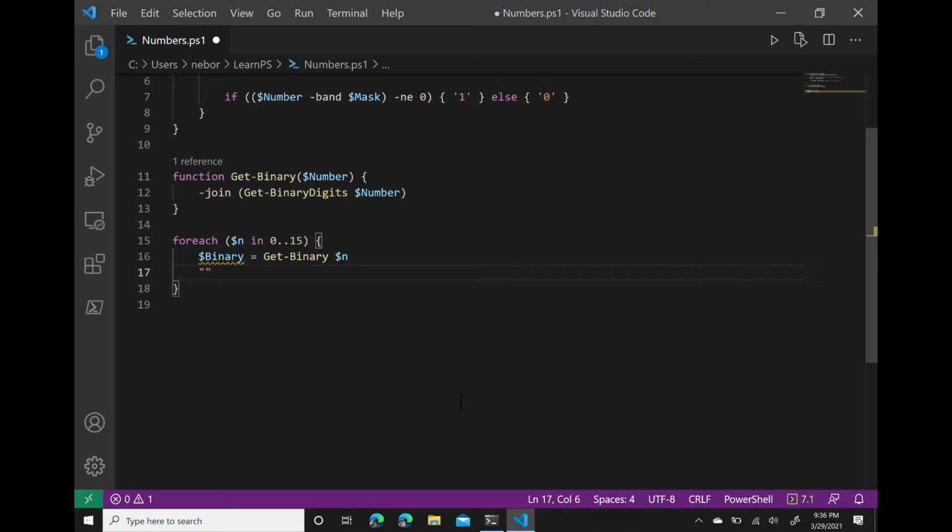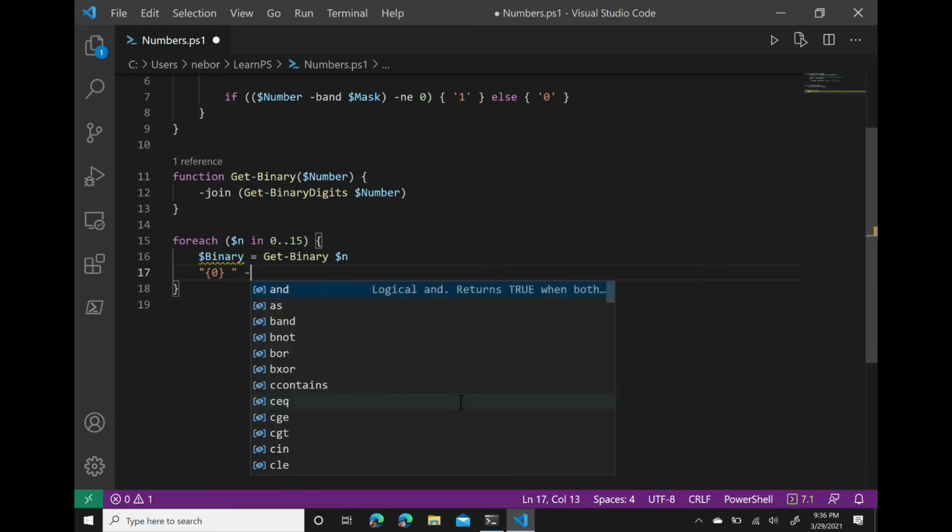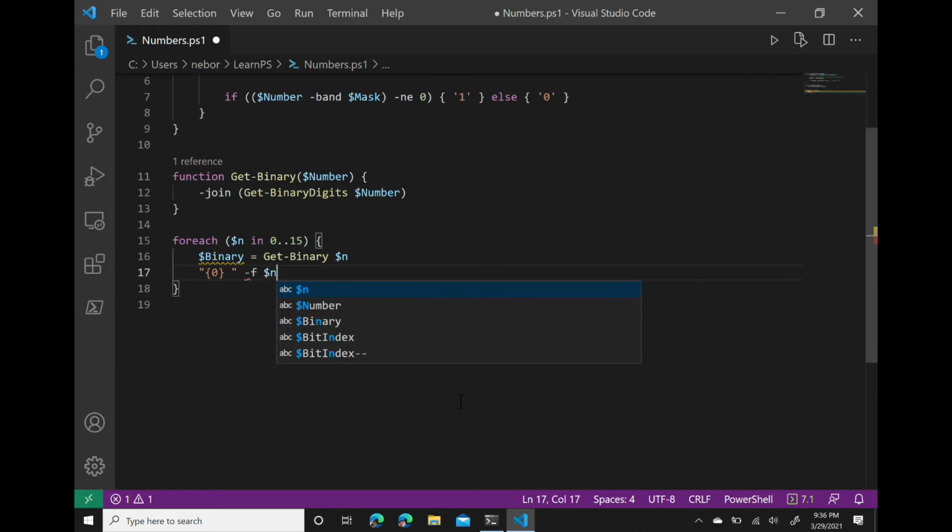Or we'll do decimal first. So let's see. We're going to use this format thing again. So first we'll write the decimal. So here we'll say, the number is $n. This is simply saying the first argument, the argument position 0, so that's $n. We're going to write that out in its default format, which is decimal.